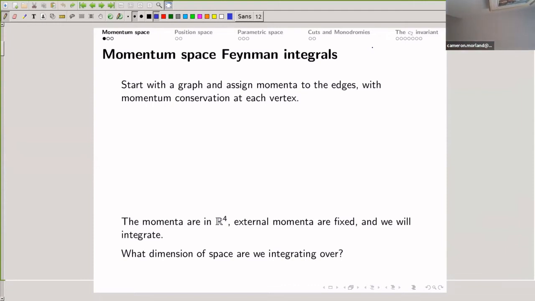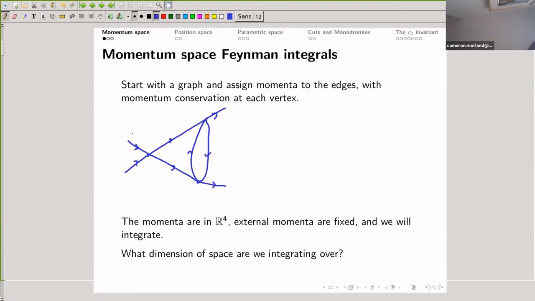So what are we going to do? This is all going to be about Feynman integrals. And so the first thing we need is a graph. And so we're going to start by making the Feynman integrals in momentum space. So I'm going to take this graph, which you'll note is actually a multigraph, but good enough. And now what am I going to do? I'm going to assign momenta to the edges with momentum conservation at each vertex. And okay, that means I'm going to also have to choose some orientations here. Otherwise, it's not going to be well defined.